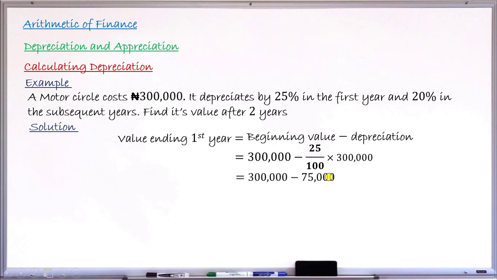If that is now done correctly, you now have 75,000 naira. So the motorcycle in the very first year will lose value by this amount, 75,000 naira. Subtracting 75,000 naira from 300,000 naira will give the new value of that motorcycle at the end of the first year. That is now going to be 225,000 naira. This will now be the new value just after 1 year.